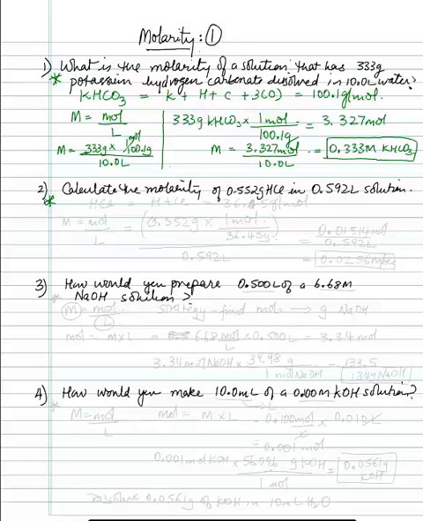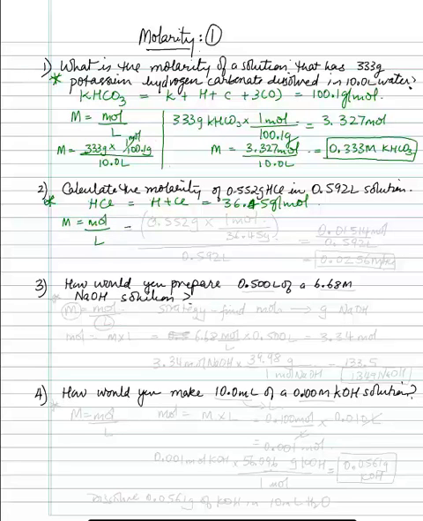Calculate the molarity of 0.552 grams of HCl in 0.592 liters. So again, same thing. I have to find out the mass of hydrogen chloride, HCl. So that's about 1 plus 35.5, so it gives us 36.545 grams per mole. Again, molarity is moles over liter.